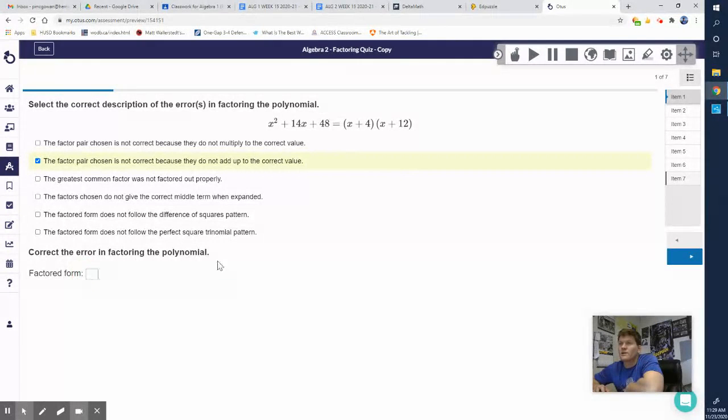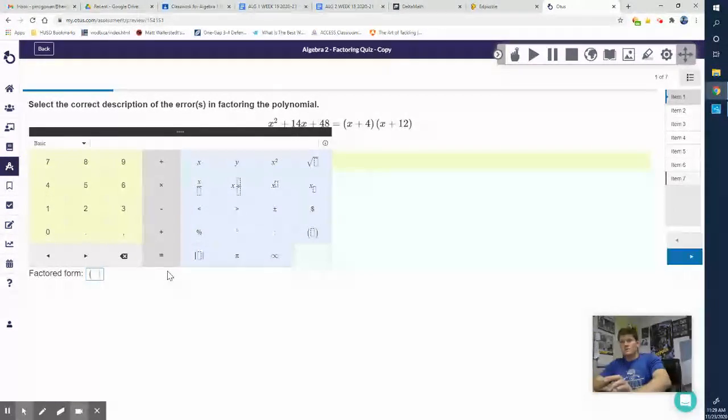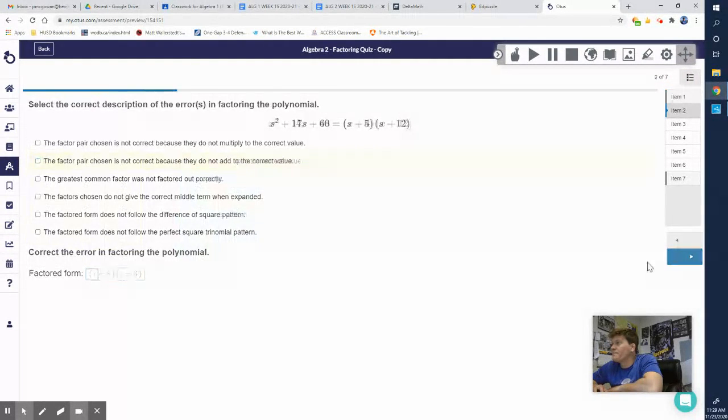Let's factor it correctly here. When we're factoring this thing correctly, we're looking, again, for factors of 48, but we want to add to make 14. Those are 8 and 6. So I could put x plus 8, close it, x plus 6, close it. 8 times 6 makes 48. 8 plus 6 gets the 14 in the middle that we want. So there's number 1.